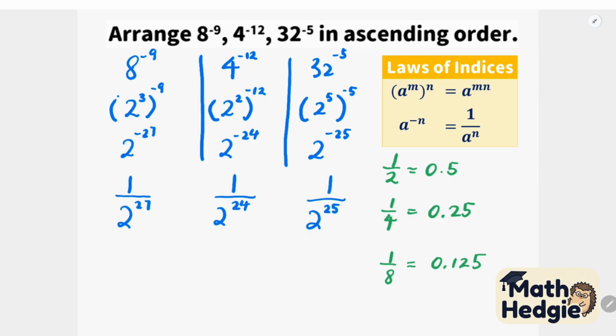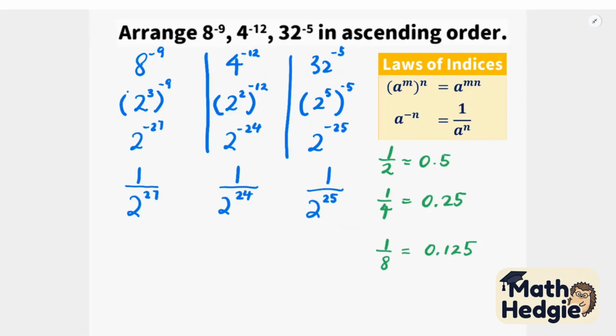Now let us look at the denominators we have. They are 2 to the power of 27, 2 to the power of 25, and 2 to the power of 24. 27 is greater than 25, which is greater than 24. That means 2 to the power of 27 is the largest denominator. 2 to the power of 25 is the middle. And 2 to the power of 24 is the smallest denominator. Therefore, 1 over 2 to the power of 27 is the smallest. 1 over 2 to the power of 25 is the middle. And 1 over 2 to the power of 24 is the largest.